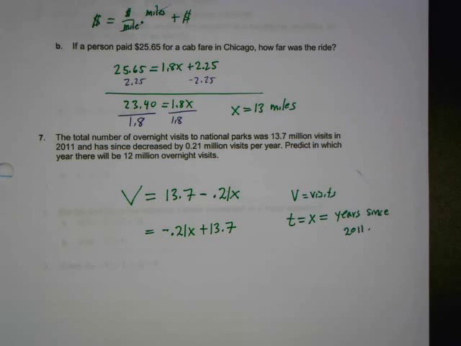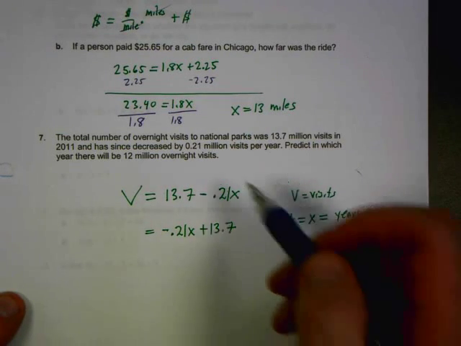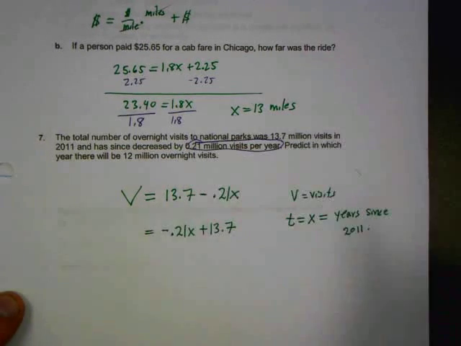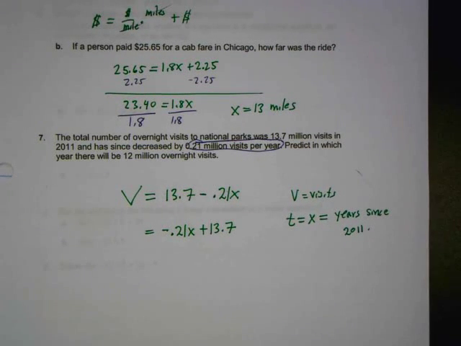And once again, how did you know that the 0.21 was your slope? I saw 0.21 million per year. And again, on this one, if you wanted to do a unit analysis, you could. I promise you it's right, so we're good.